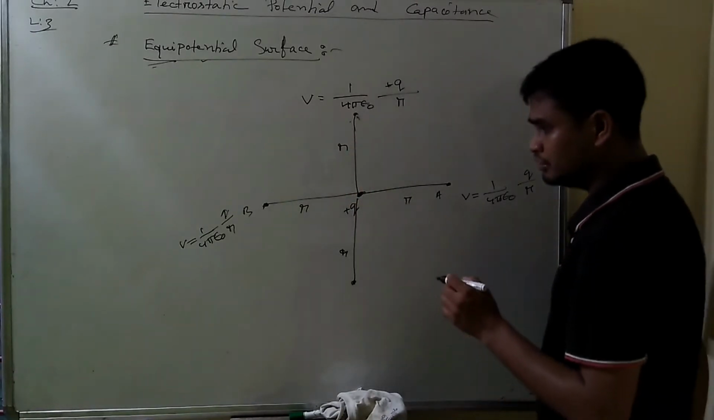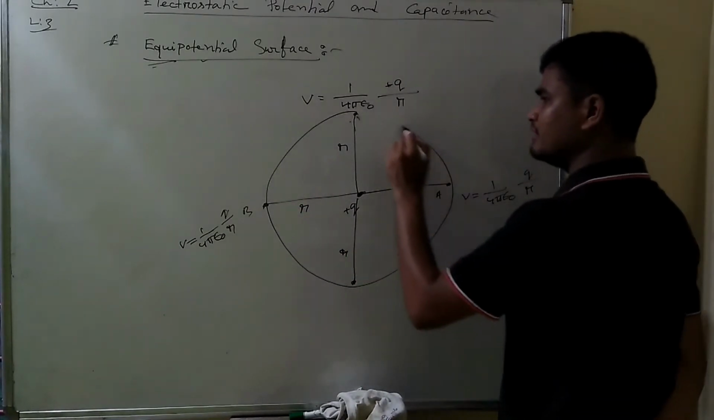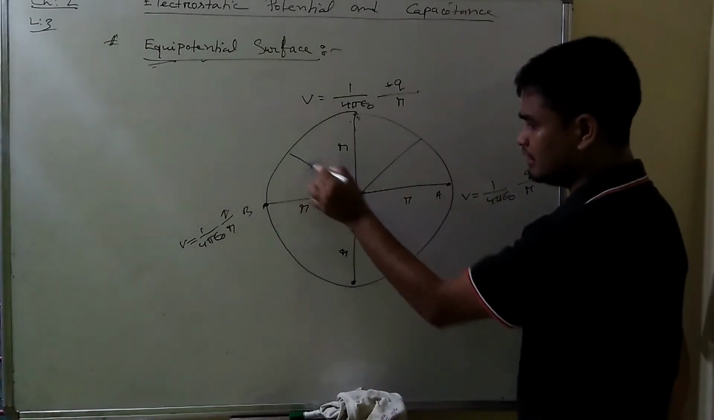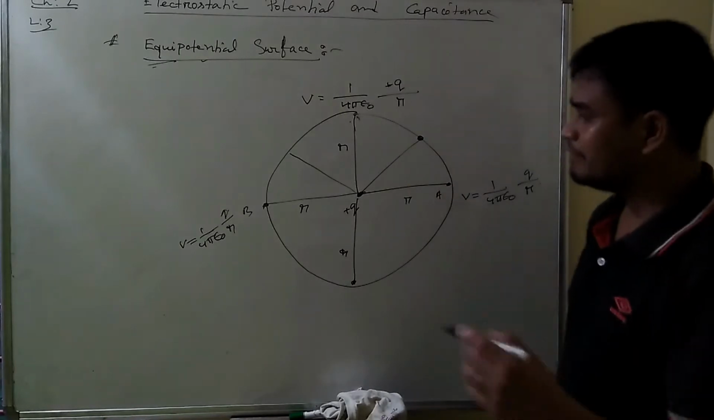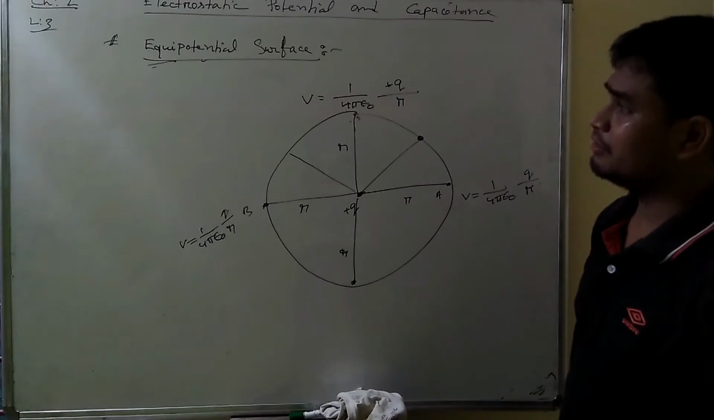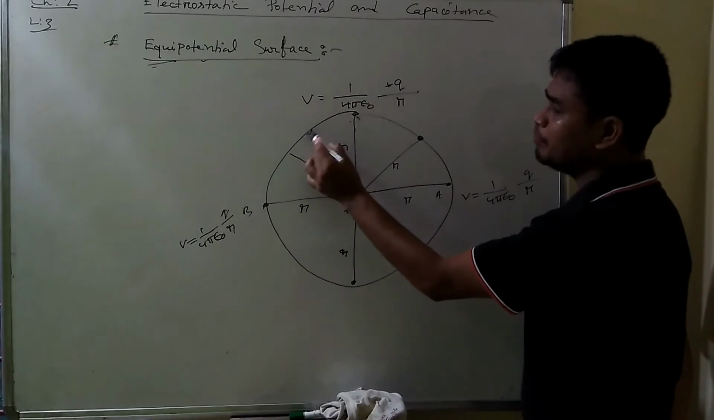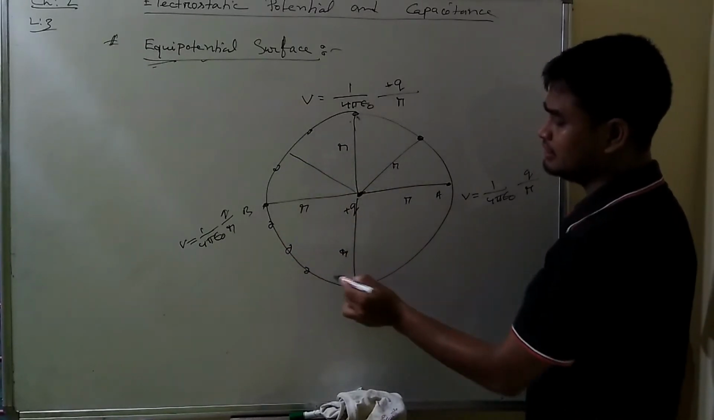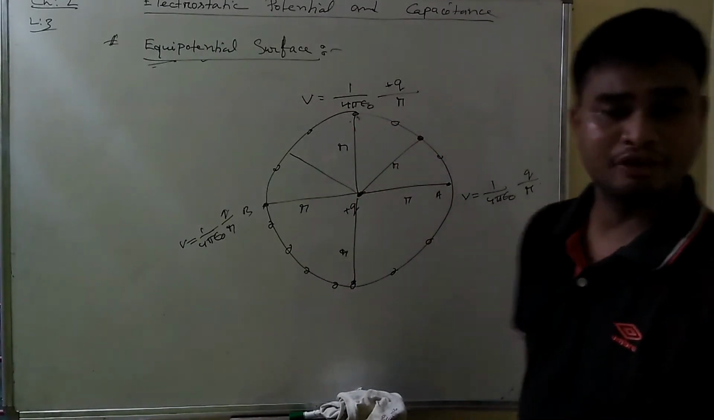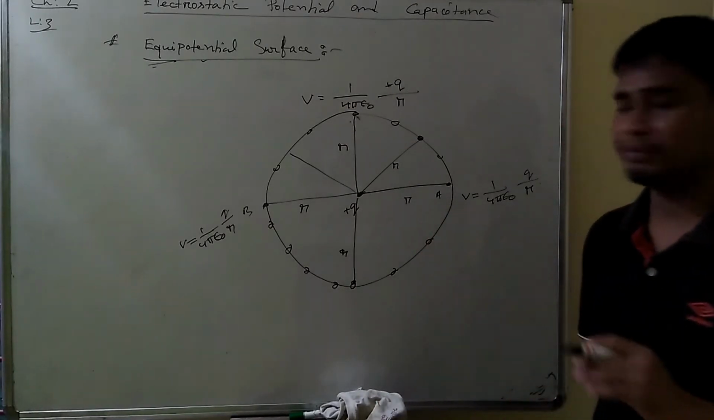So if we imagine a surface like this at a distance r, then every point of this surface will have the same electric potential. At a distance r, the potential at every point on this surface is the same. Therefore this surface is called an equipotential surface. Clear?